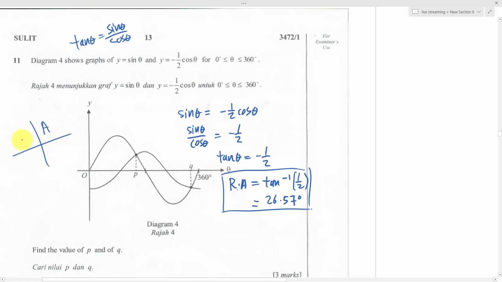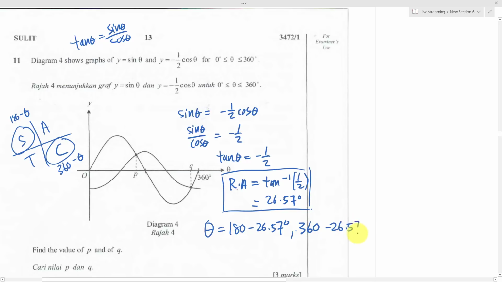Then I will draw this out, add sugar to coffee, and analyze which quadrant will give me a negative tangent. Tangent is negative in the second and fourth quadrants. In the second quadrant, we call it 180 minus theta. The fourth quadrant is 360 minus theta. So I can find my theta easily: do 180 minus 26.57, and then 360 minus 26.57.